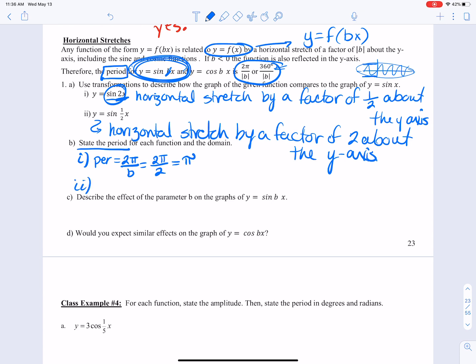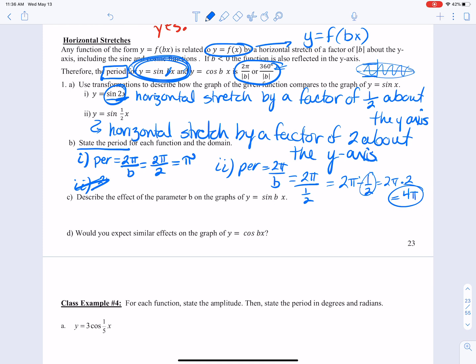And for graph number 2, let me do this over here. The period is going to be 2 pi divided by b, which is 2 pi divided by 1/2. I'll just remind you of what that looks like, right? 2 pi divided by a half, which is 2 pi times the reciprocal of this. So it is 4 pi.